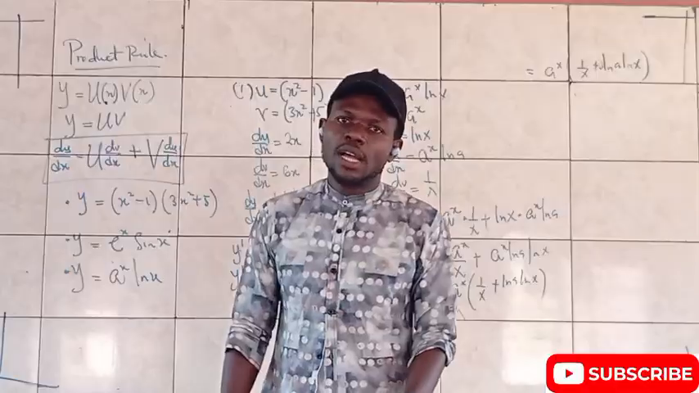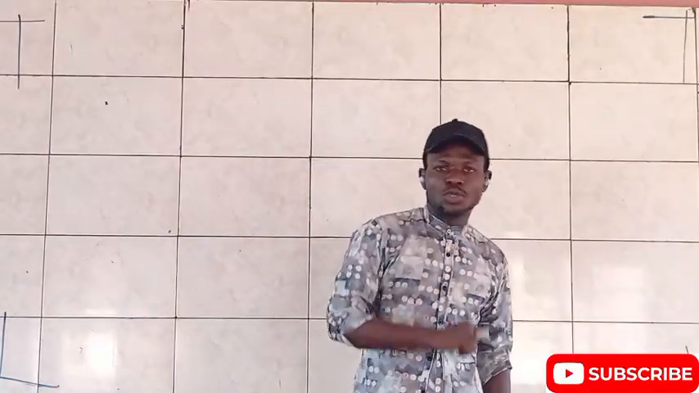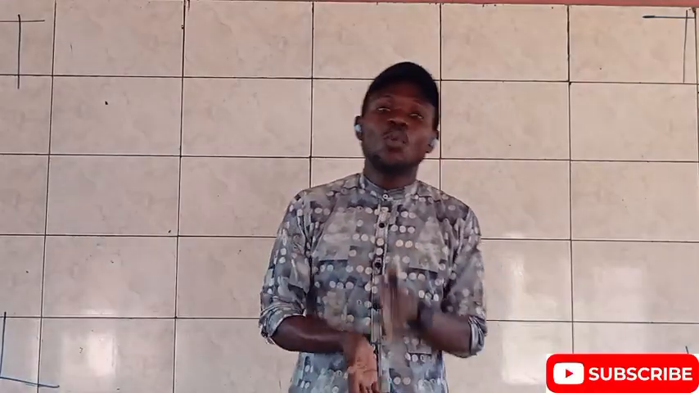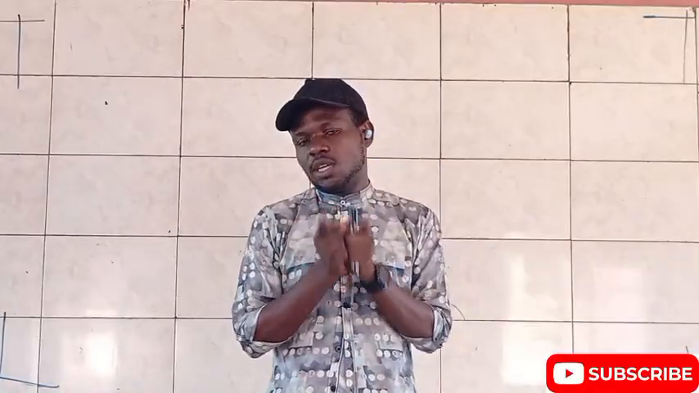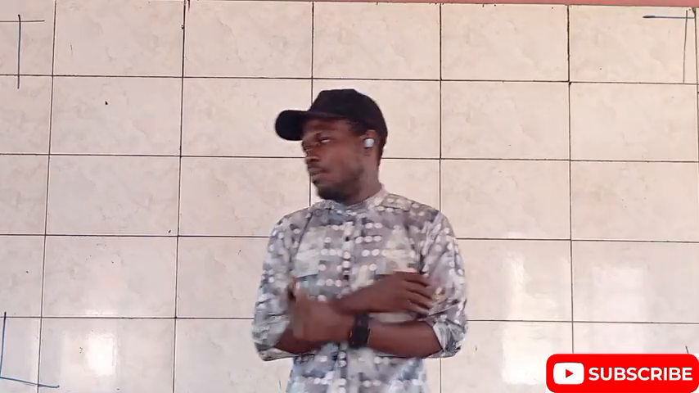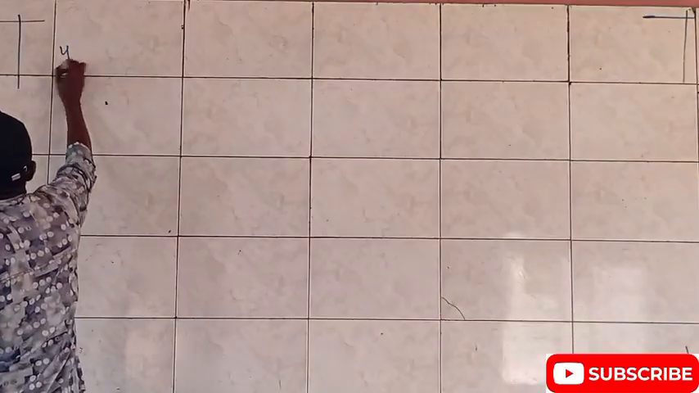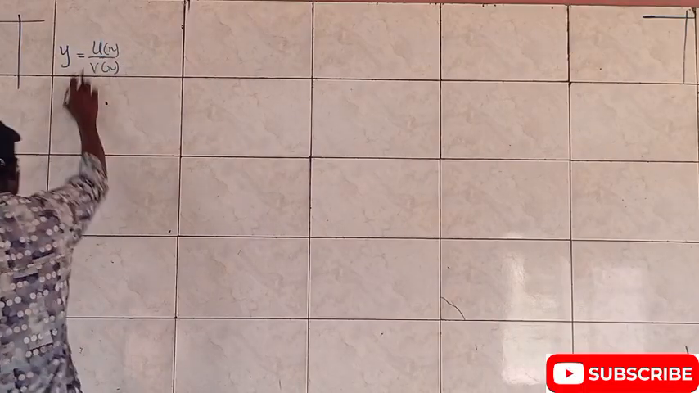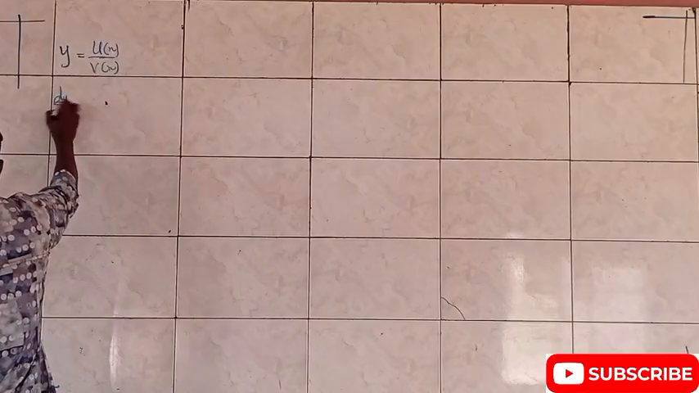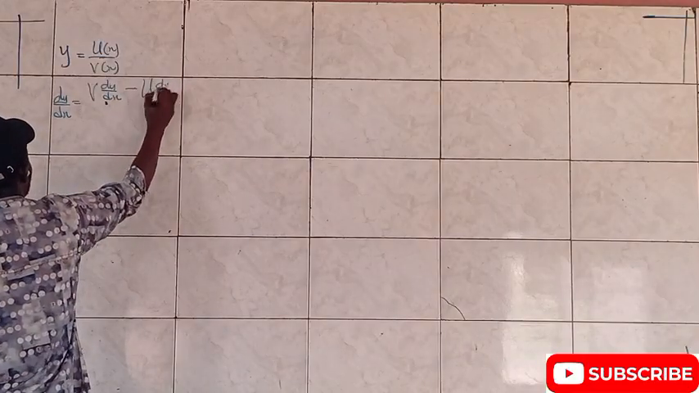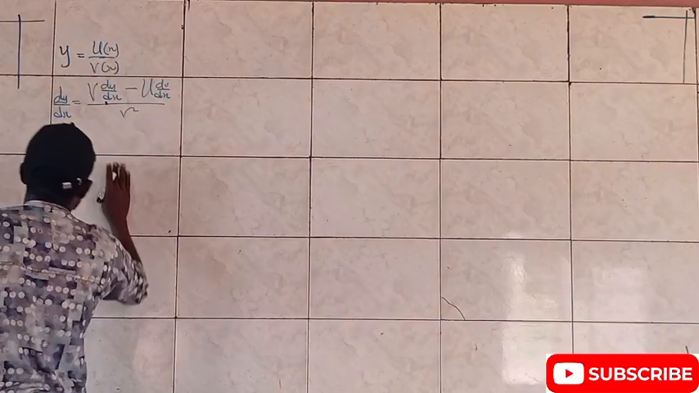So let's quickly look at the quotient rule. The difference between the quotient rule and the product rule is that the quotient rule is applicable when the question comes in the form of a fraction. It has a numerator and a denominator, or it is convertible to a fractional form. Then I just use my quotient rule. I have y equals u over v, obviously functions of x. Then my dy/dx eventually becomes v du/dx minus u dv/dx all over v squared. This is the formula for the quotient rule.